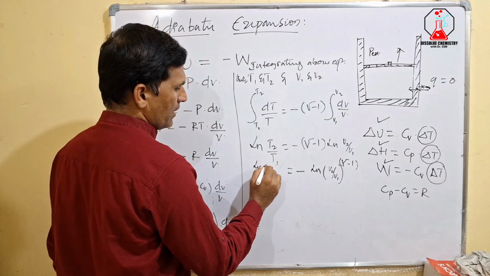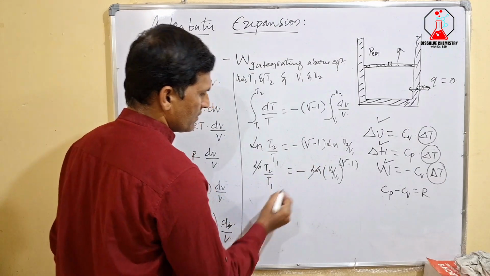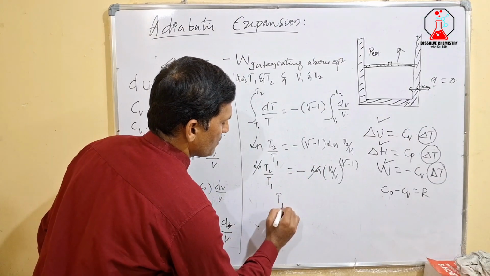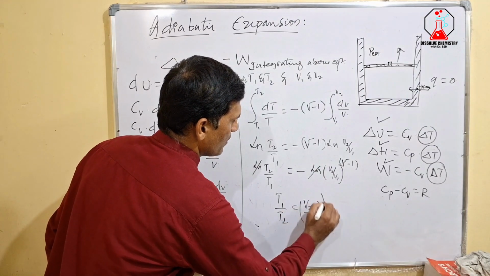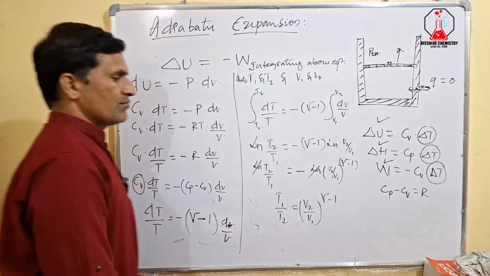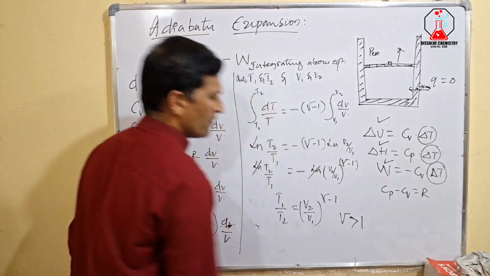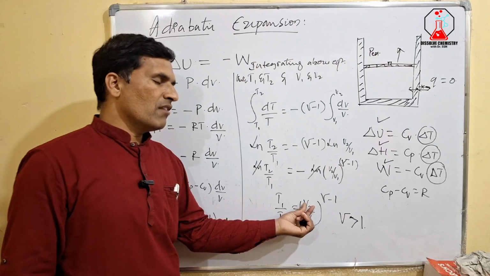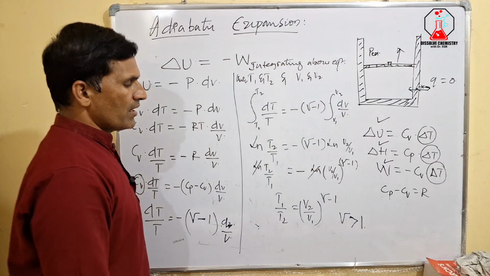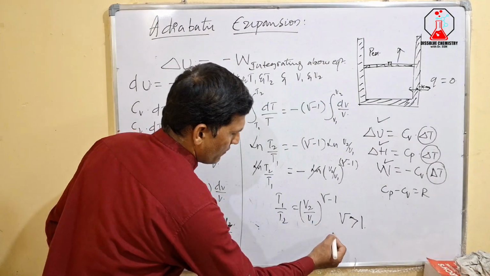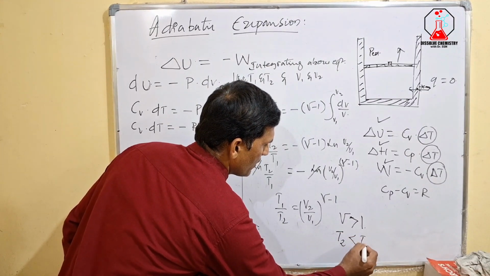Then next is ln T2 by T1. So now let us cancel the ln and bring this minus sign to this side, so it turns out to be T1 by T2 is equal to (V2 by V1) raised to the power rho minus 1. Now if rho is greater than 1, then the final volume will be greater than the initial volume. Therefore the initial temperature is greater than the final temperature, or the final temperature is less than the initial temperature.